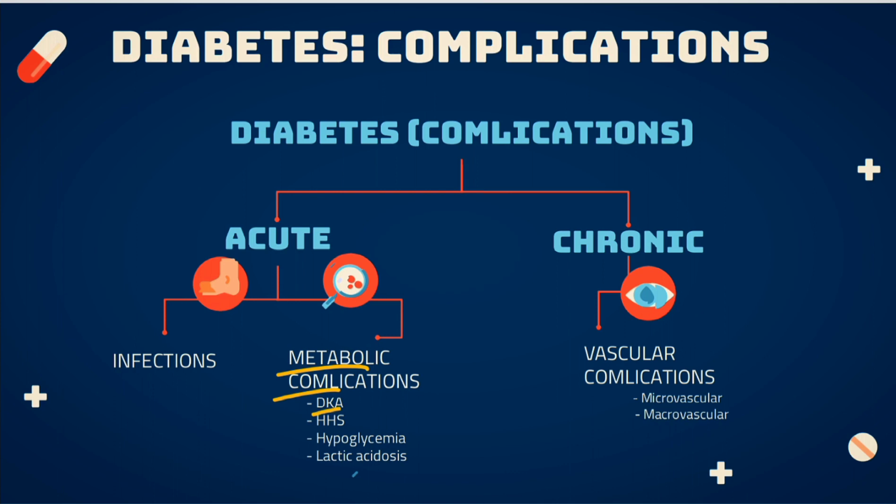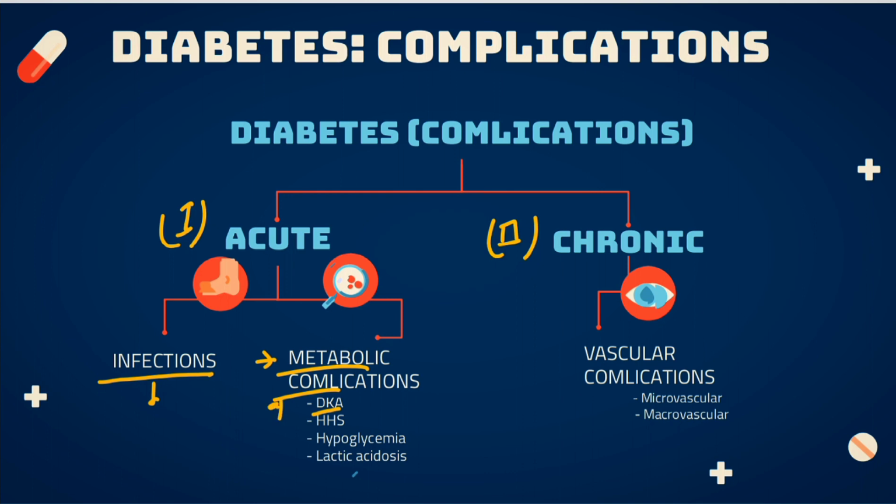Diabetes complications can be divided broadly into two categories: acute complications and chronic complications. In acute complications, again, there are two types. First one is various kinds of infections, and second one is metabolic complications. So this diabetic ketoacidosis is a type of metabolic complication.